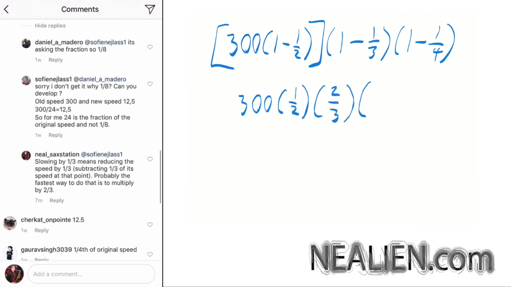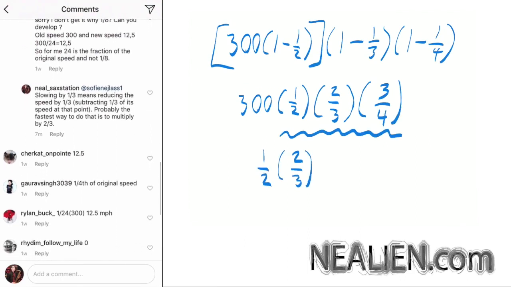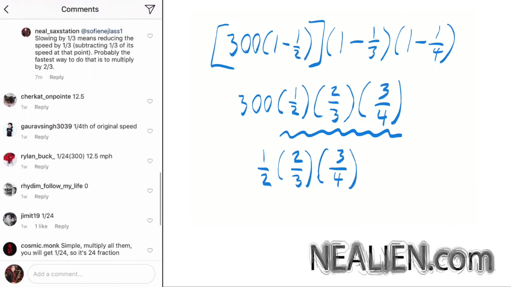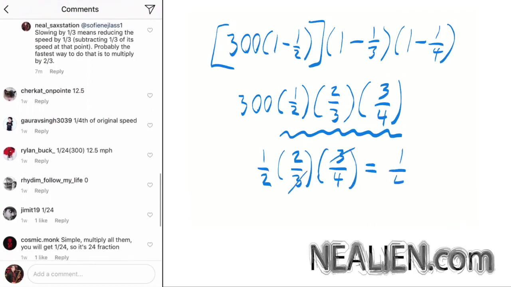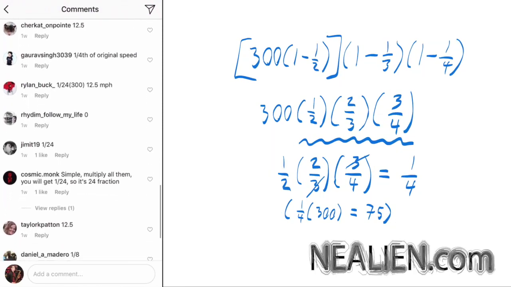Next person gets 12.5, not correct. 1/4 is correct. 12.5 is not correct. 0 is definitely not correct. 1 over 24 is like the 12.5. 1 over 24 is still not correct.